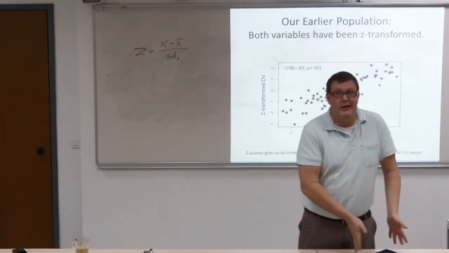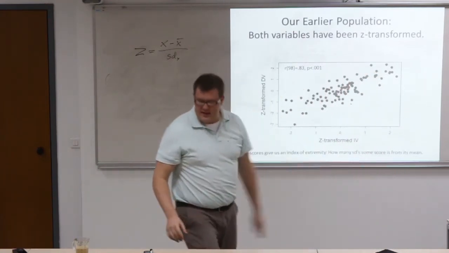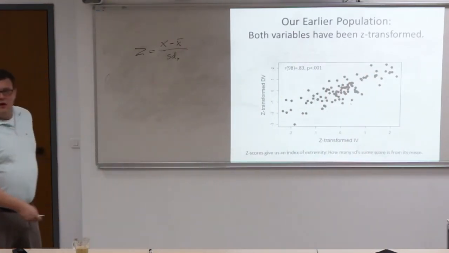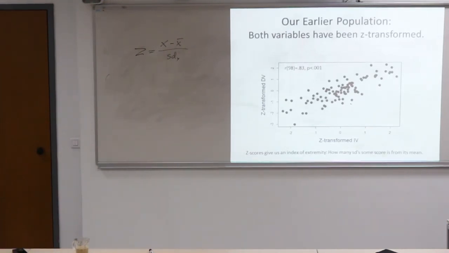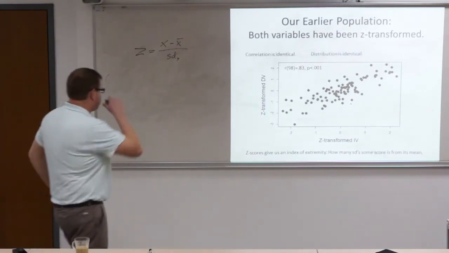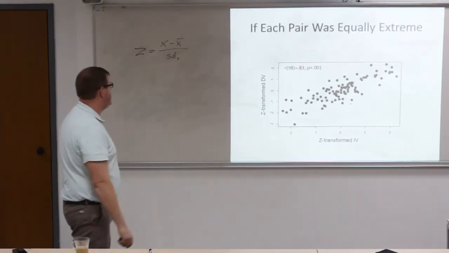It's one standard deviation away from the mean, right? The z-score of 1 means we have one standard deviation away from the mean. Negative 0.5 means it's 0.5 standard deviations beneath the mean, right? All right, so the correlation is identical, the distribution is identical.